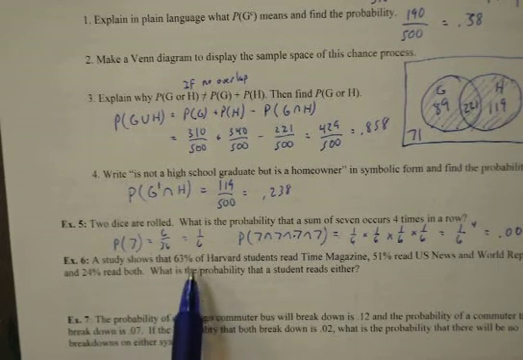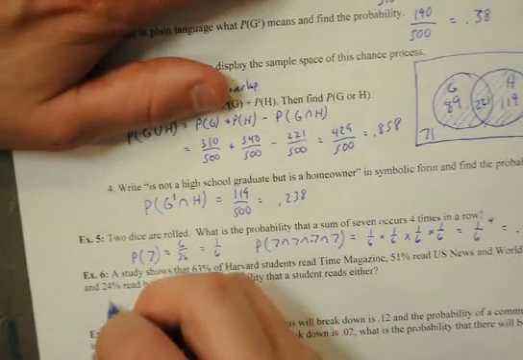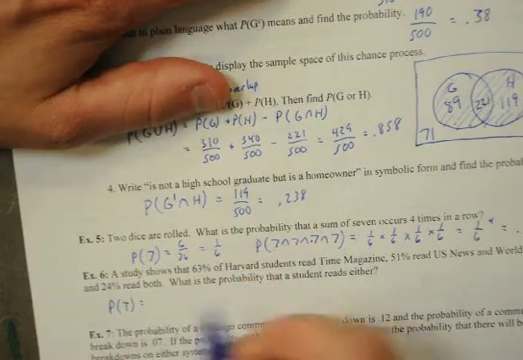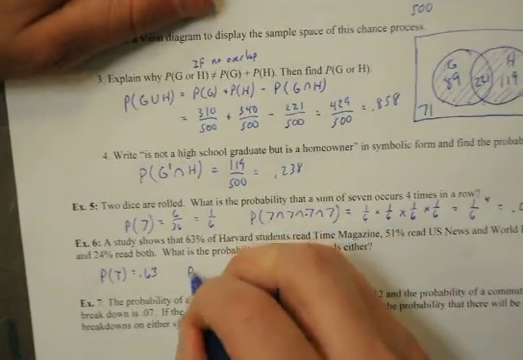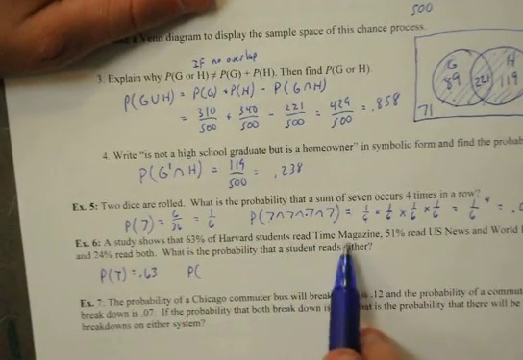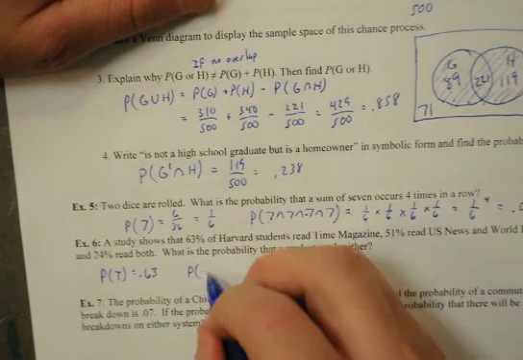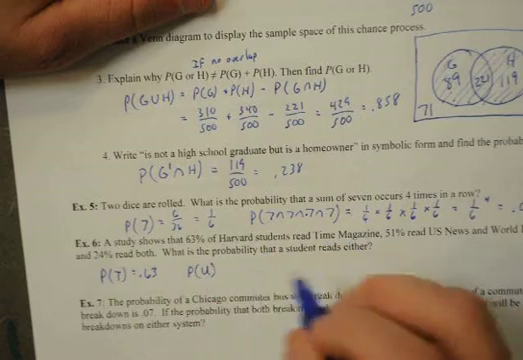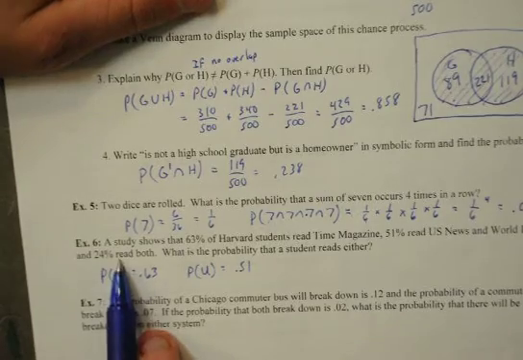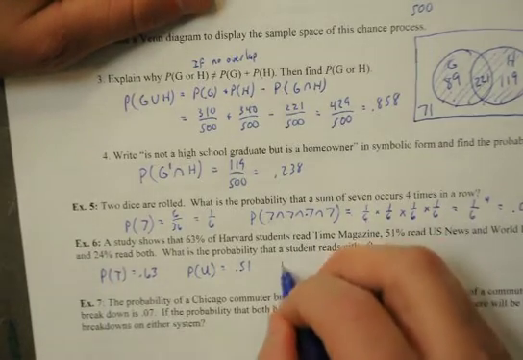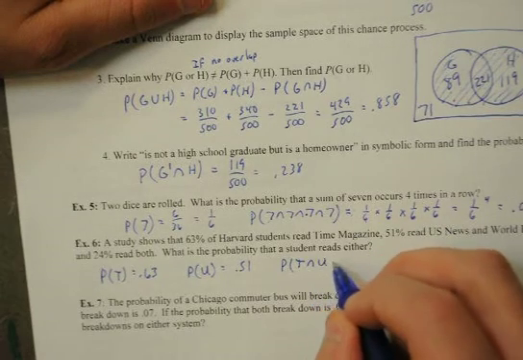6. A study shows that 63% of Harvard students read Time magazine. We'll just write that down like that. The probability. 51% read U.S. News and World Report. I'll just call that U for U.S. News and World Report. 24% read both. So both, we're talking about overlap.